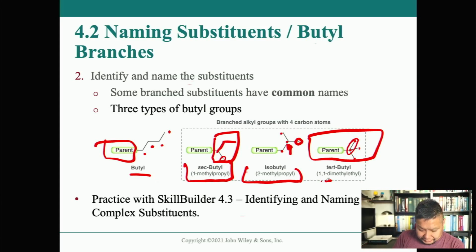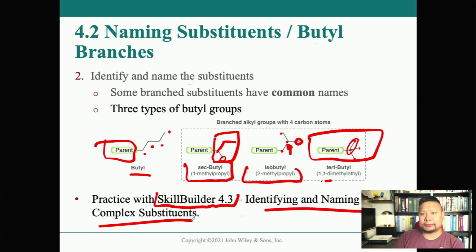Practice naming. Obviously, I need it. I forget stuff too. Skill Builder 4.3, identifying and naming substituents. Try it out. It's on Wiley Plus. You'll get to this point where you just know these names, and then you don't use the systematic name anymore. It becomes pretty intuitive, and you only make mistakes 90% of the time when you start just knowing these names off the top of your head. You should still use the systematic IUPAC way though, just so you can do the best you can in this class. Okay, the best you can.